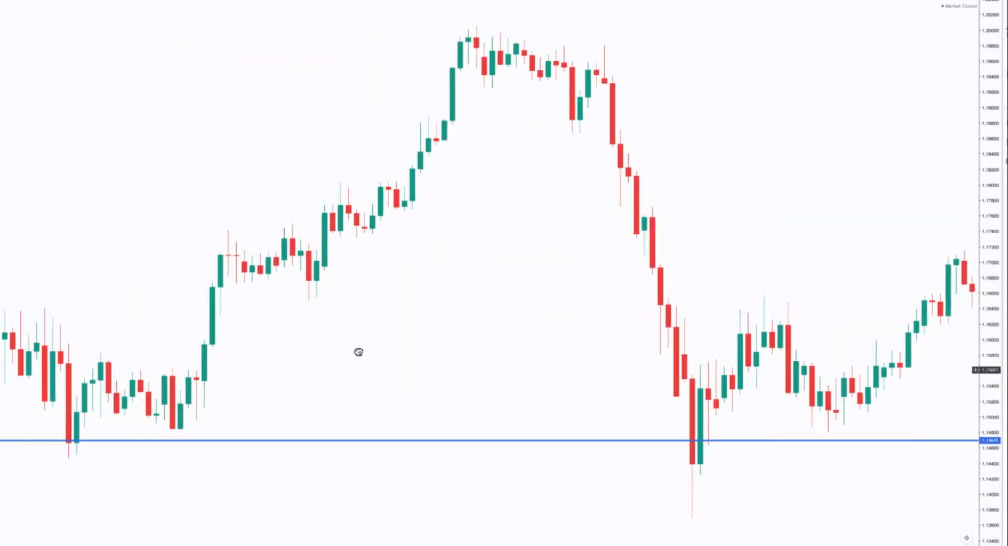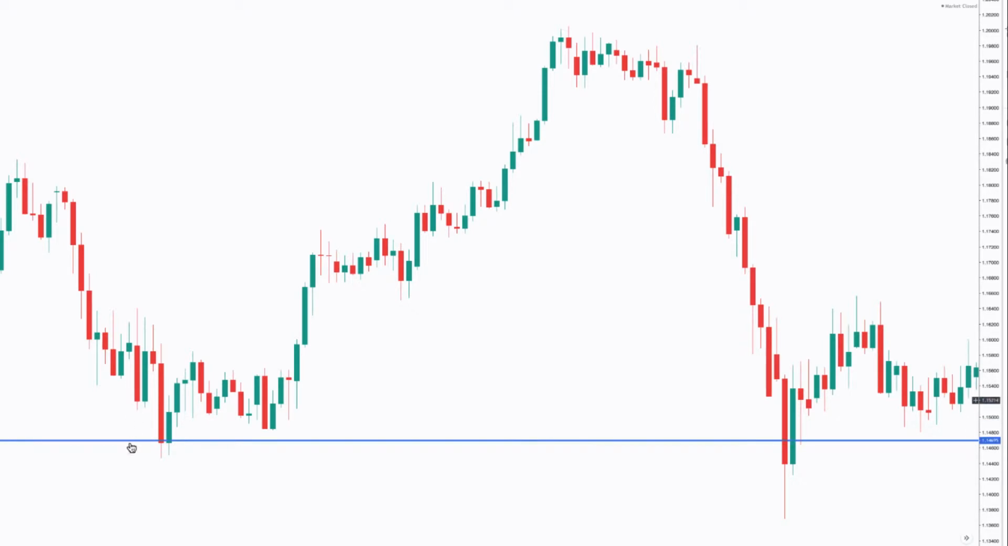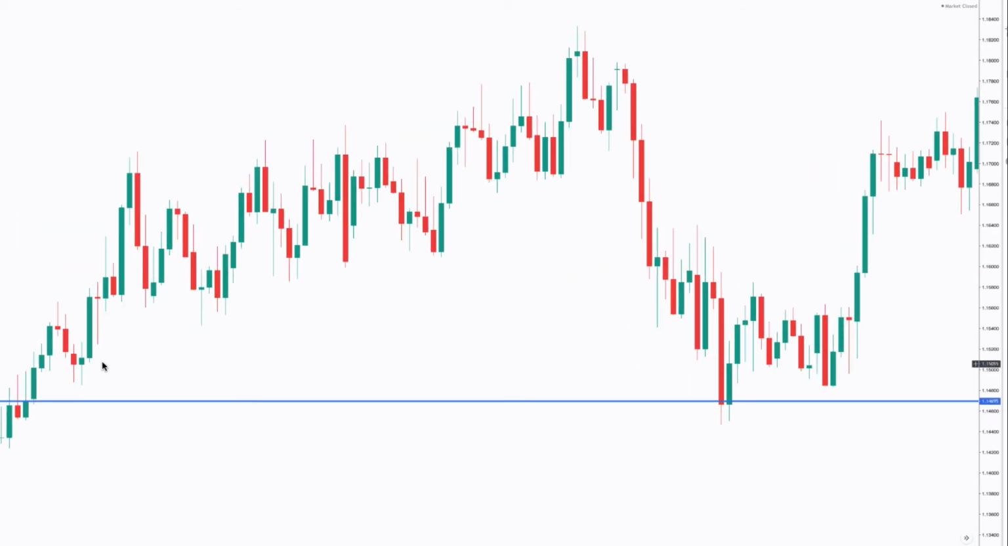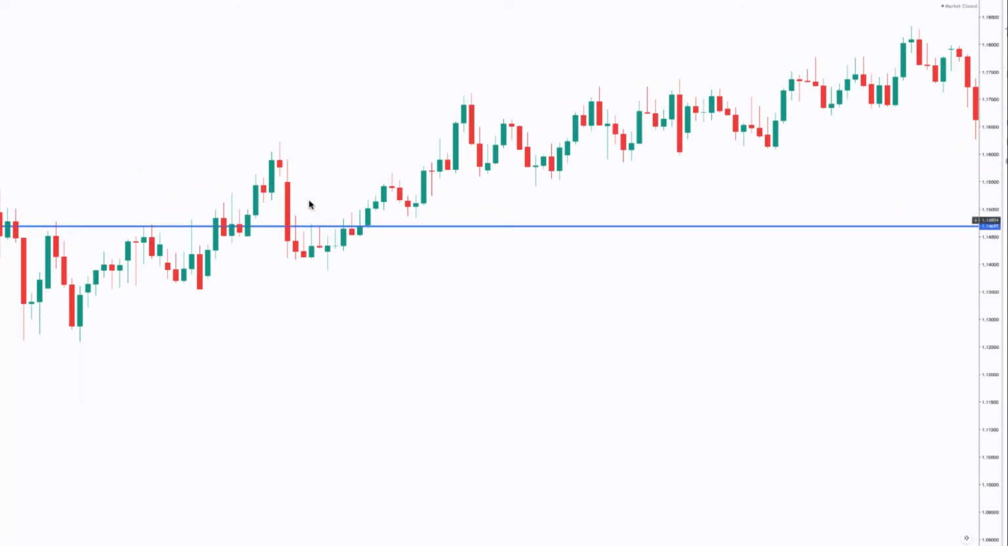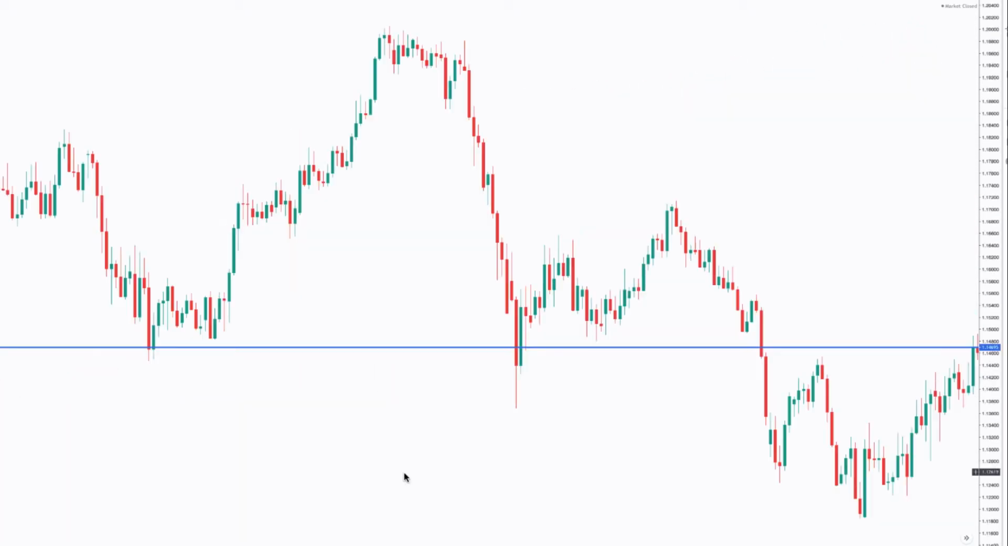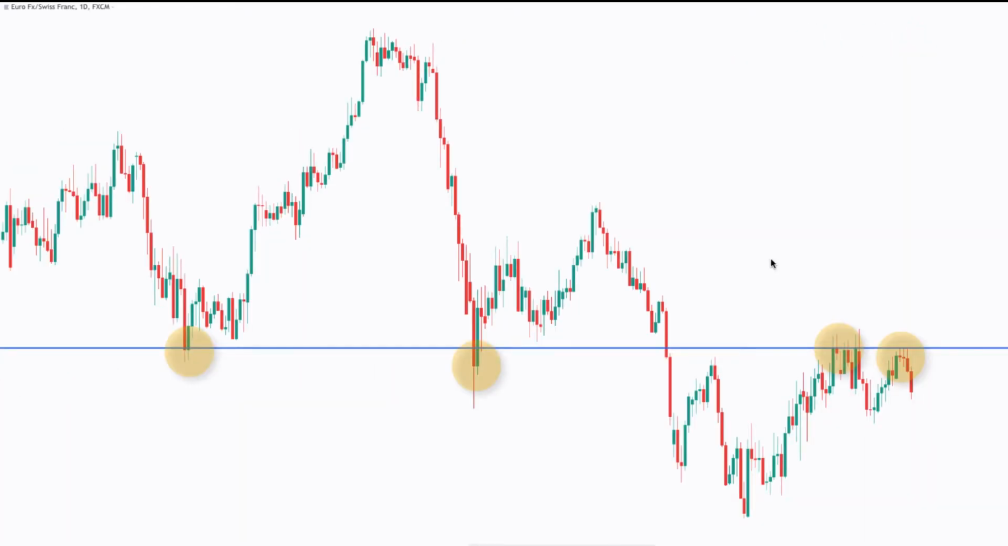If we scroll back even further, we can see we have another touch of support right here, and if we scroll back again even further, what we'll notice is that before it was acting as a support level, it was actually acting as a resistance level right here. So we've got a touch of resistance here and a touch of resistance here. So in addition to our 2 initial touches, we have 4 additional touches, which just complements how significant a level this is. The fact that it's been respected multiple times in the past just goes to show that it's likely to be respected again in the future, and that makes these levels really, really strong.